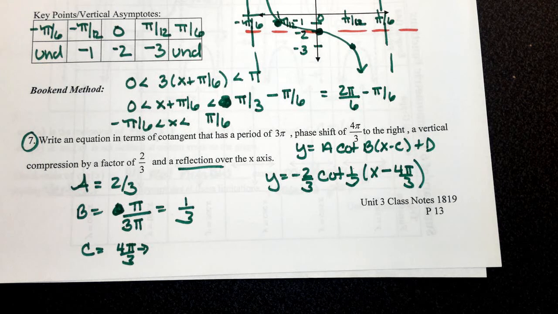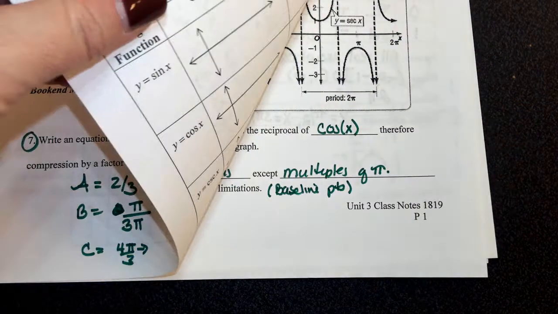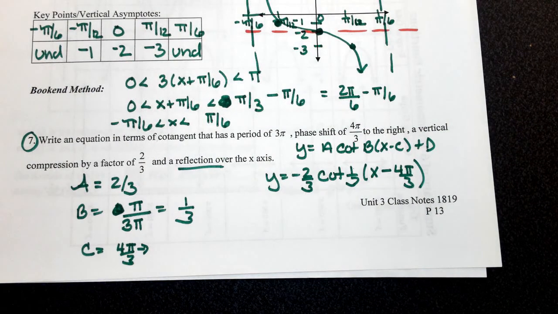So any questions on how I can write the equation for cotangent? So very similar to the way that we wrote the equations for tangent. Okay? All right, so your homework, guys, remember, is to do the 3.3 worksheet in your homework packet.